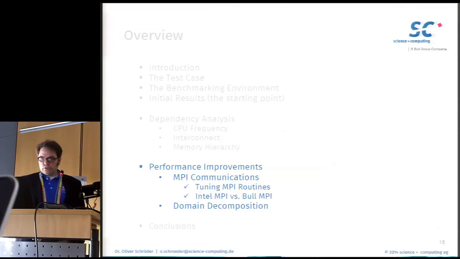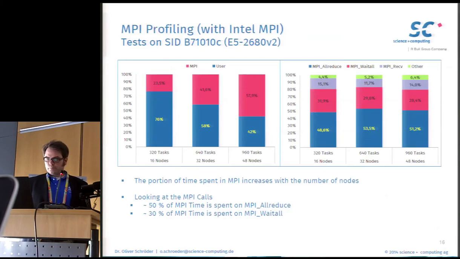Now, what can we do to improve our performance? Well, we can first do a little bit of profiling. Let's see how much time we actually spend in MPI communication. So again, we compare 320, 640, 960 tasks, so 16, 32, 48 nodes. And what you see here is the time spent in user code, and this is the time spent in MPI code. And you see it increases dramatically as a share of the complete time.